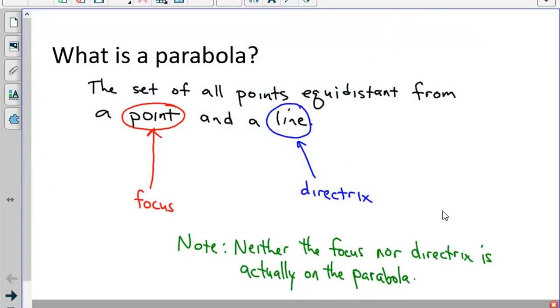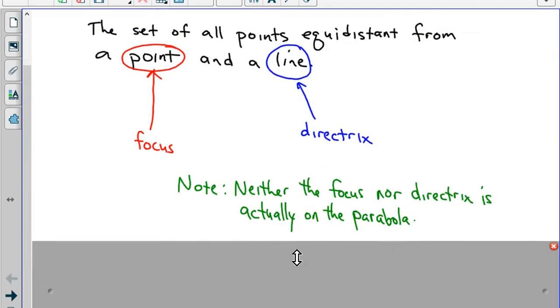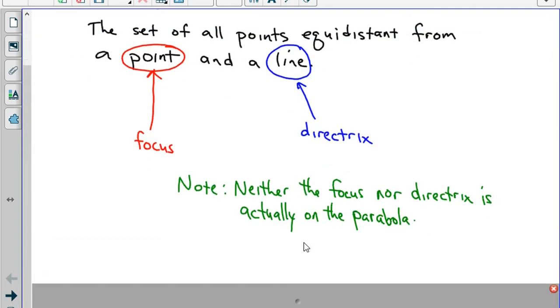Note that neither the focus nor the directrix is actually on the parabola. So that's important to be aware of. We still have all the same vocabulary words that we had for a parabola earlier in the year. We'll figure out x-intercepts, we'll figure out y-intercepts, we'll figure out the vertex of the parabola. But we now have a couple new vocab words, focus and directrix.